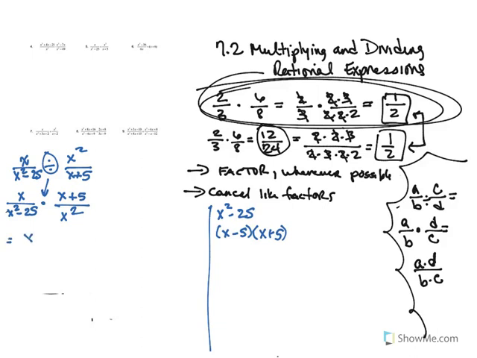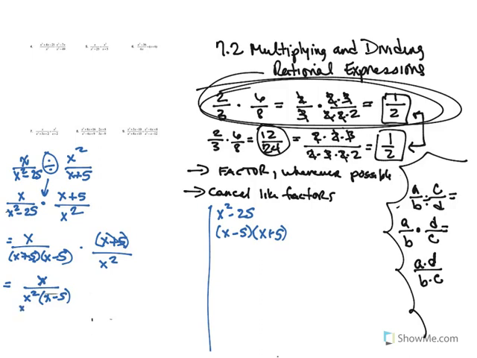And then that's it. So when I look at my problem, I'm going to replace this with its factored form. So this is what I'm looking at. So what cancels? Well, x plus 5 cancels with x plus 5. So I have x over x squared times x minus 5. Well, x and x squared can cancel.